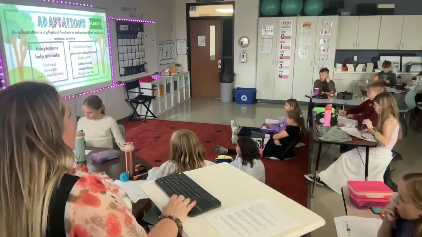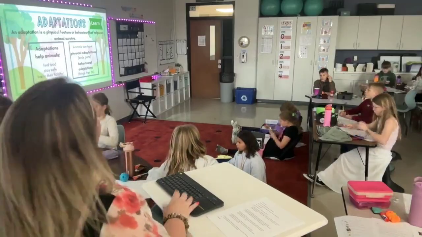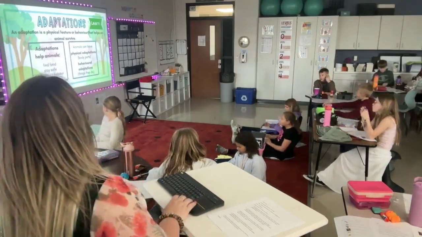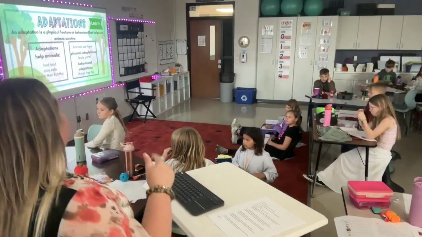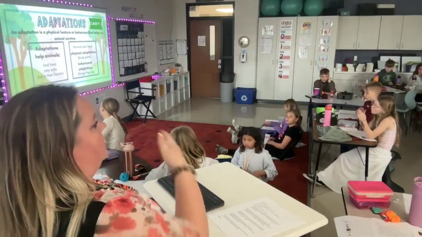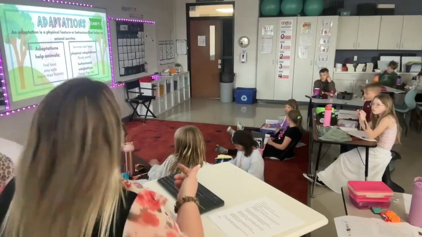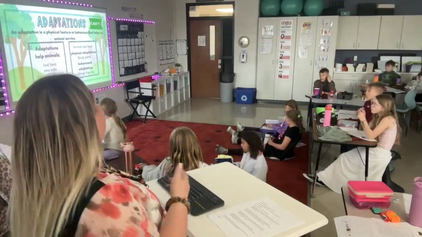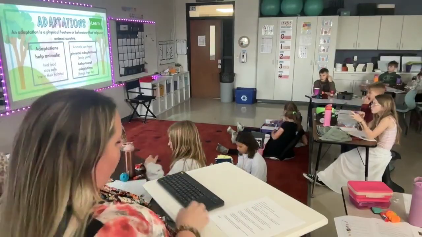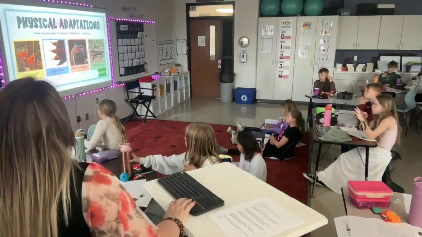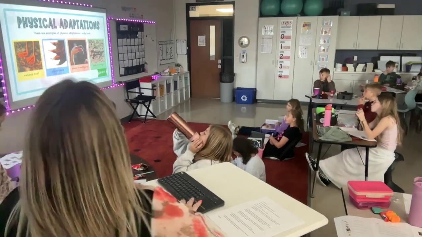So what is an adaptation? It is a physical feature or behavior that helps an animal or plant survive. So adaptations can help, when we're talking about animals, to find food, stay safe, which also kind of helps with the cactus, how fewer things can eat it, and to help them thrive and live in their habitat. Now, animals can have, like we talked about again, the physical or the body, and behavioral things they do.